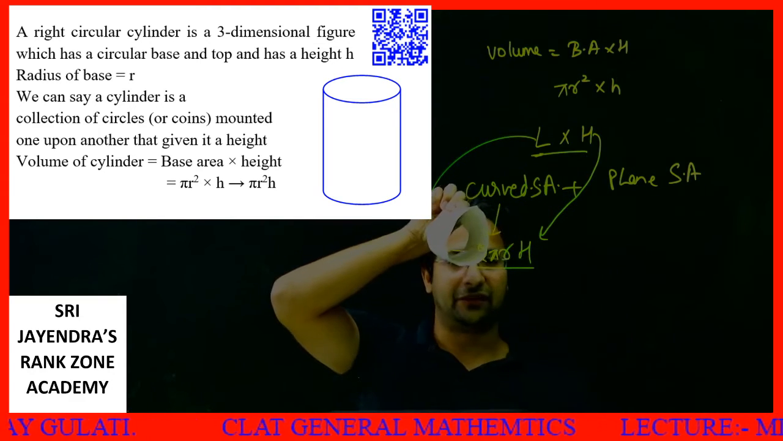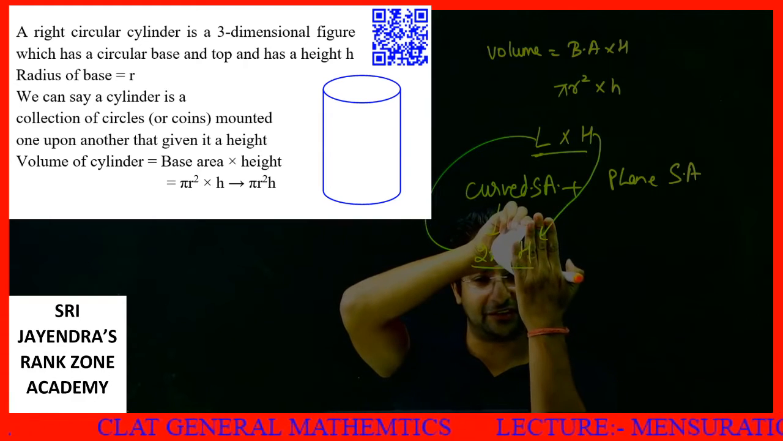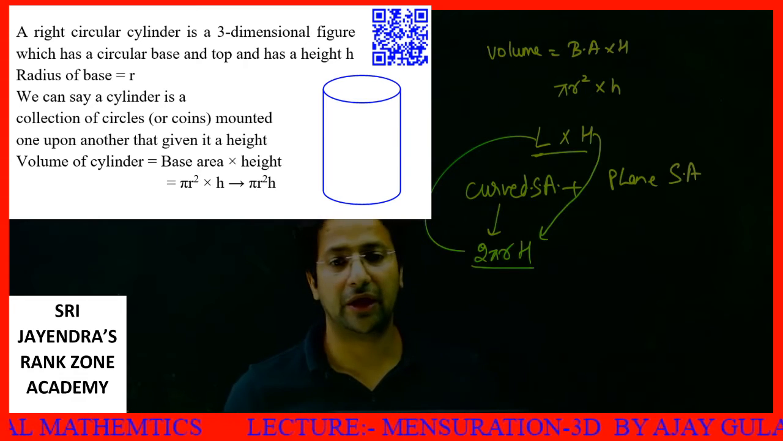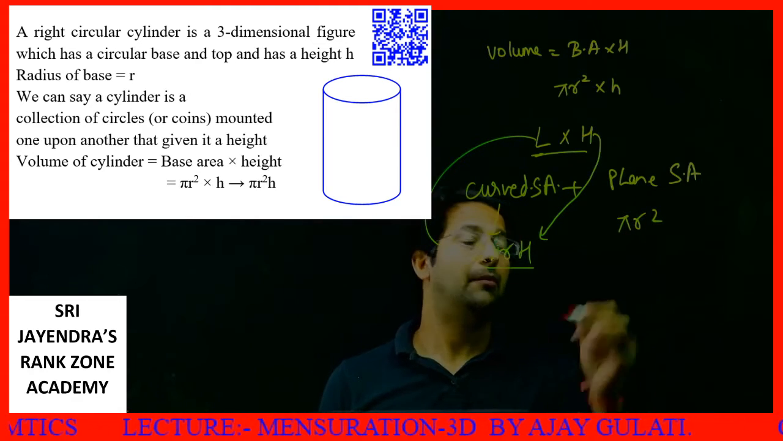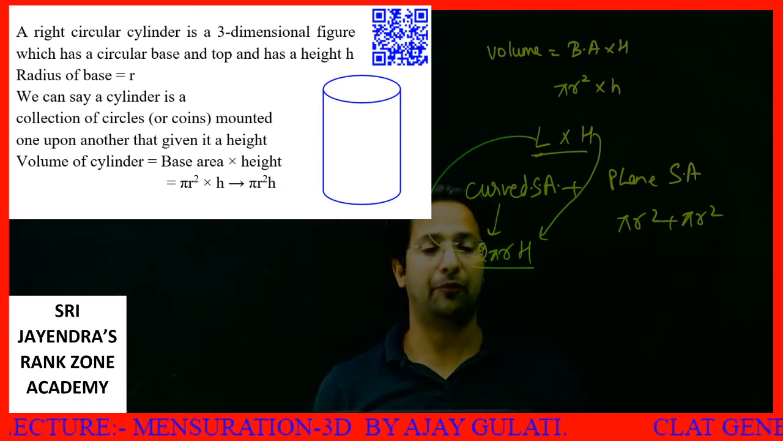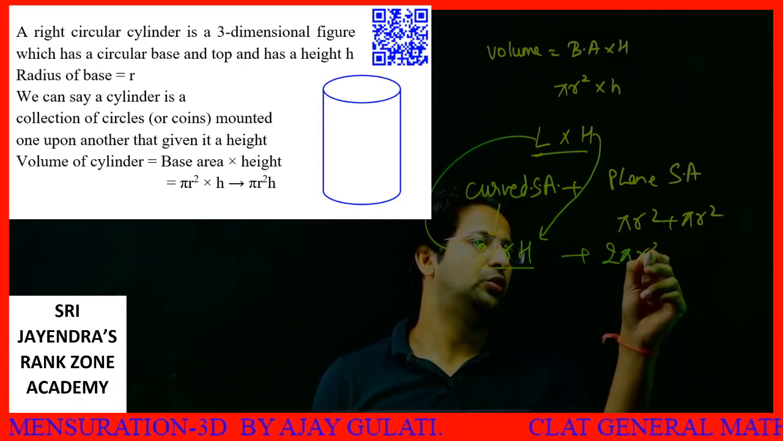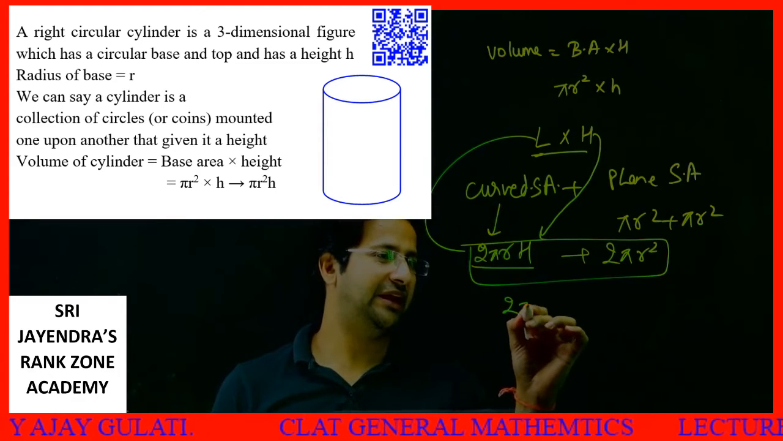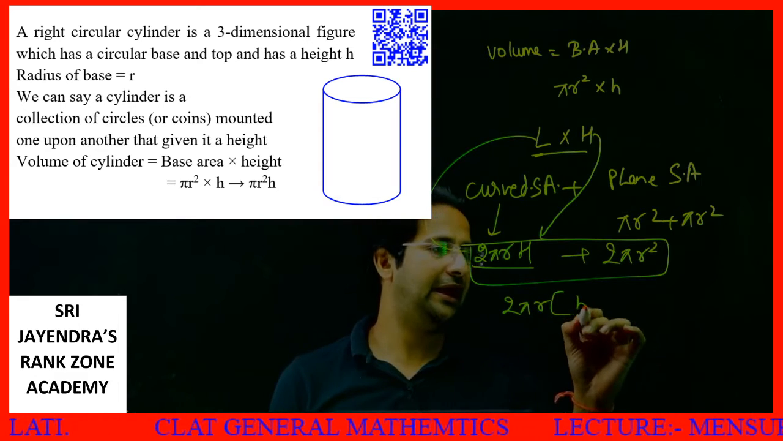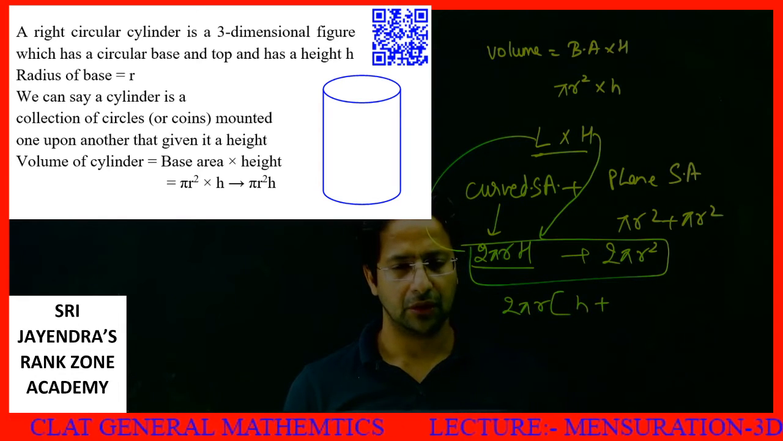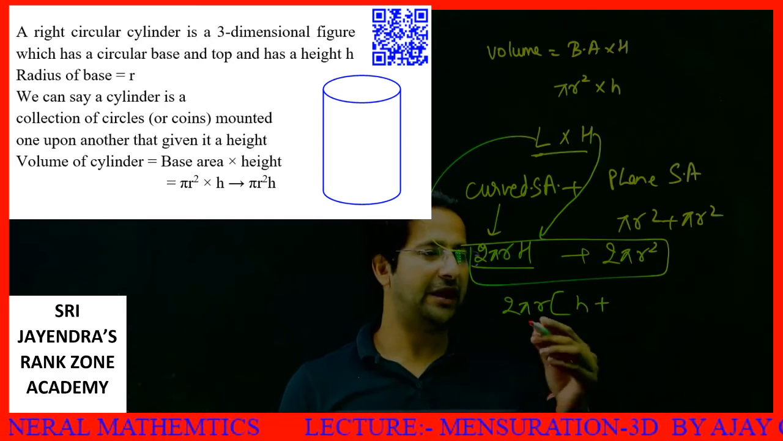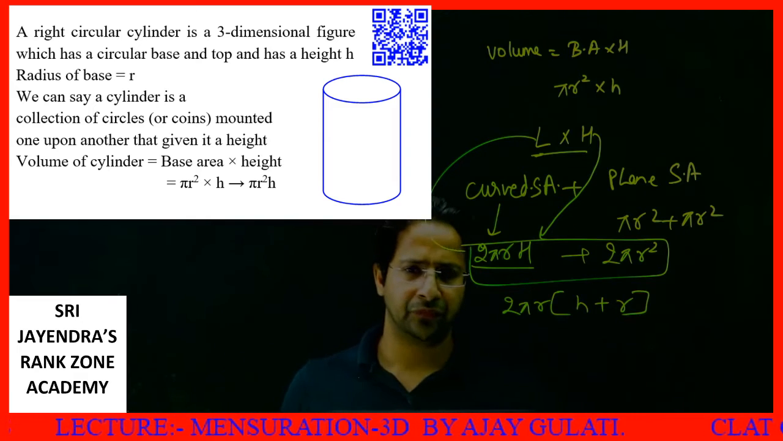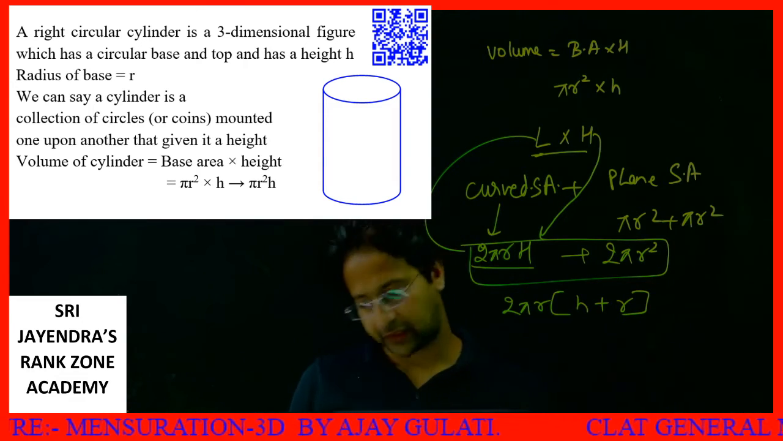Now the plane surface area. What is the plane surface area, students? Let's say this is covered and this portion is also covered. So we have two circles. What is the area of a circle? Pi r square. But I have two circles, one on top, one on bottom, so I can say plus 2 pi r square. So the total is 2 pi r h plus 2 pi r square. I take 2 pi r common, in the bracket r plus h. So this is the total surface area. Whenever required, you can do it like this. I hope it is clear to all of you. Let's move to the questions.